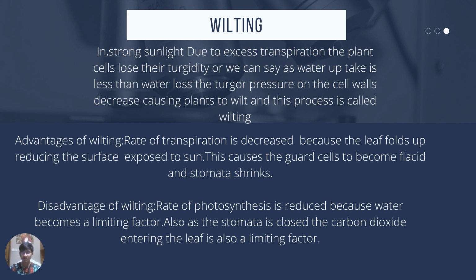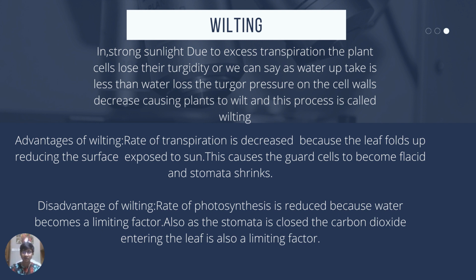Now, the advantage of wilting is that the rate of transpiration is decreased, because you're already transpiring too much. So if you keep transpiring, it's going to be bad. So wilting helps to reduce transpiration rate because the leaf folds up, reducing the surface exposed to the sun, which causes the guard cells to become flaccid and stomata to shrink. And we know when the stomata shrinks, the rate of transpiration decreases.